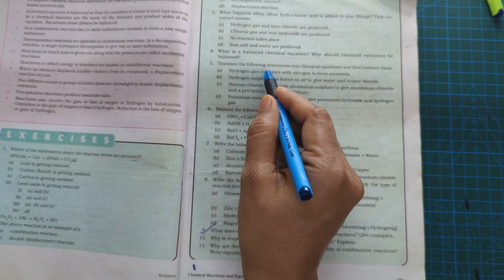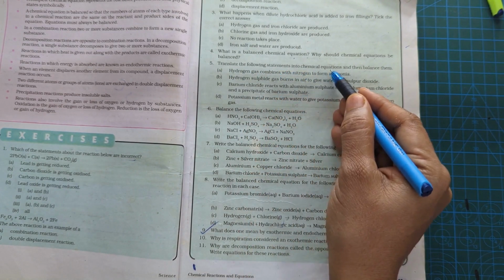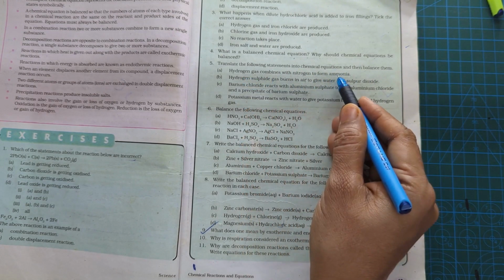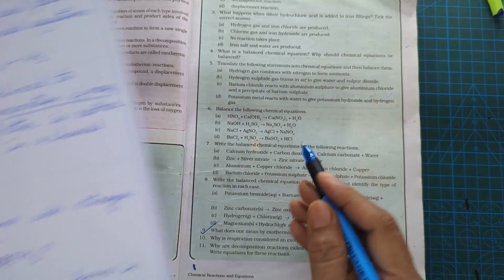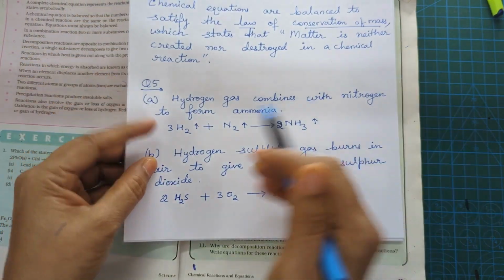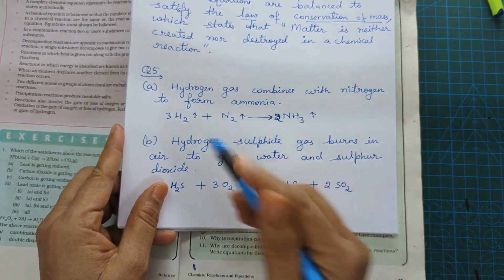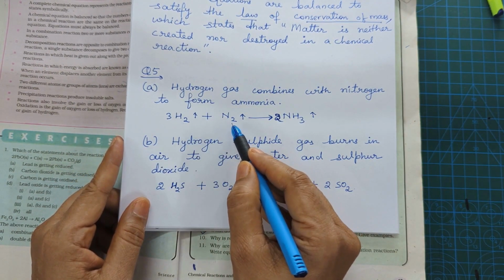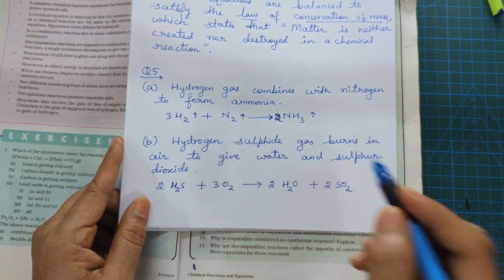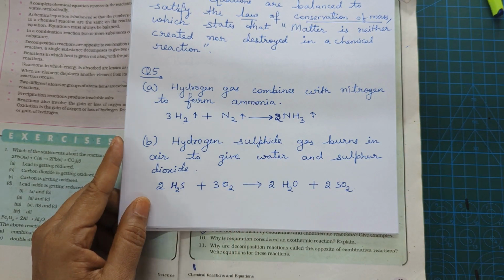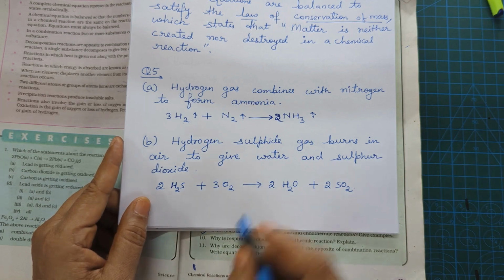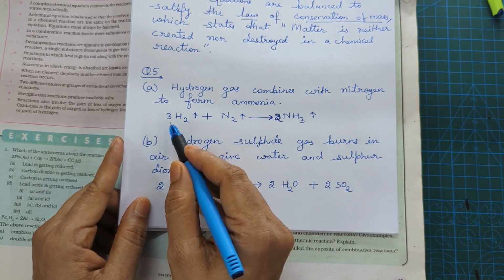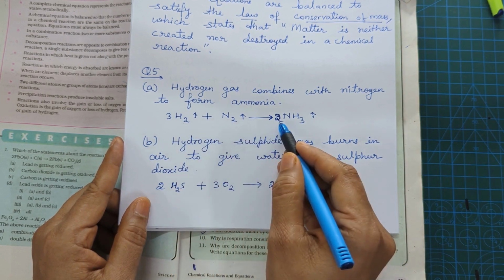The question is, translate the following statements into chemical equations and then balance them. The first one, hydrogen gas combines with nitrogen to form ammonia. Ammonia is a gas. Hydrogen is diatomic, so we will write H2, combines with nitrogen gas, nitrogen is also diatomic, so N2, gives ammonia. Ammonia is NH3; NH4 is the ammonium ion, but NH3 is ammonia gas. So H2 plus N2 gives NH3. The balanced form is 3H2 plus N2 gives 2NH3.